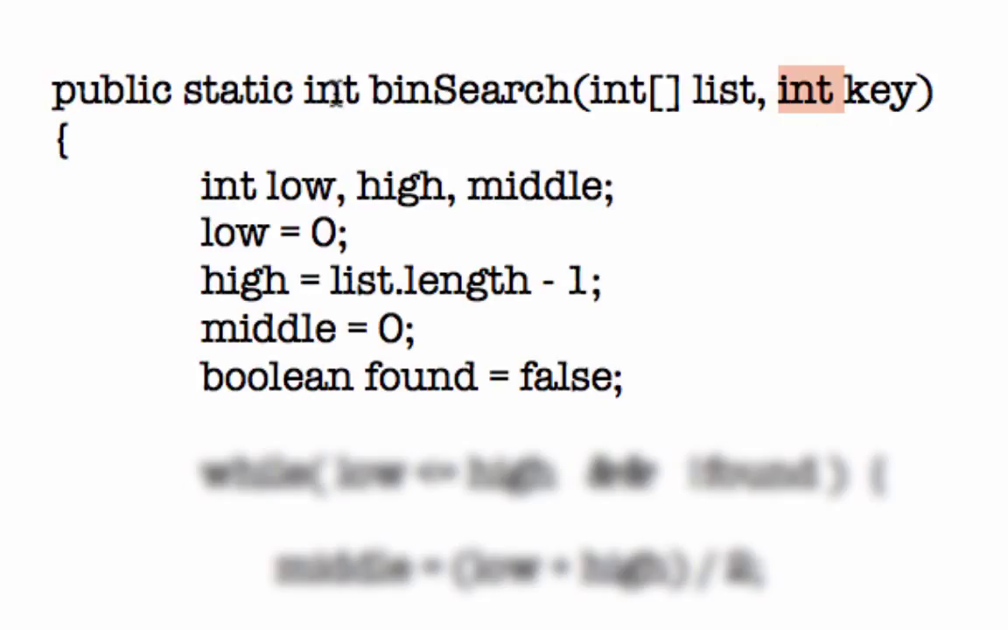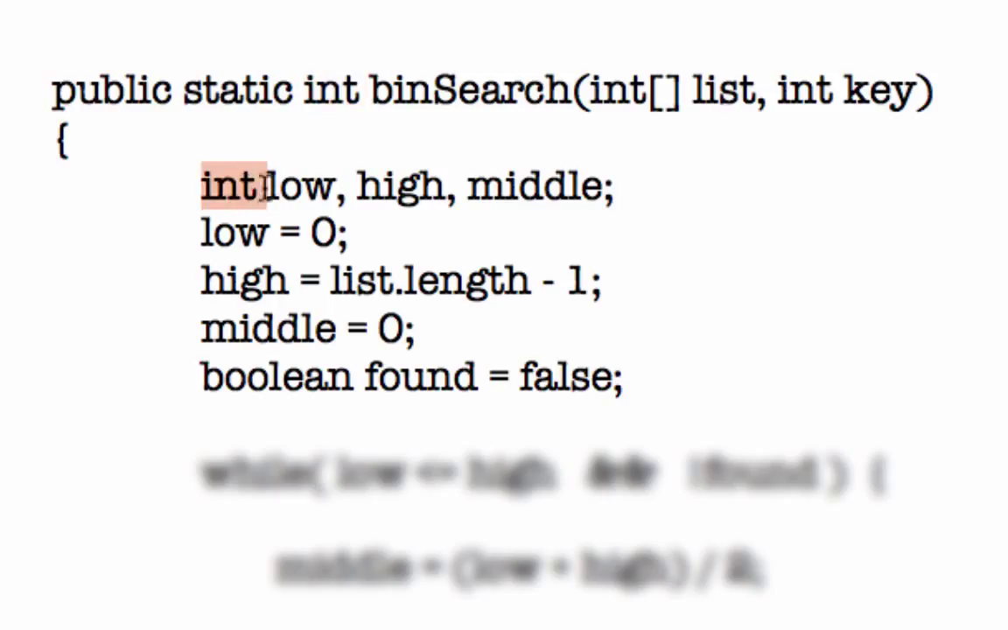Notice that this method is going to return an integer. That may be a little bit of a surprise. Perhaps we were expecting to see something that returns true if we found a match, false otherwise. I'm going to explain why we return an integer.